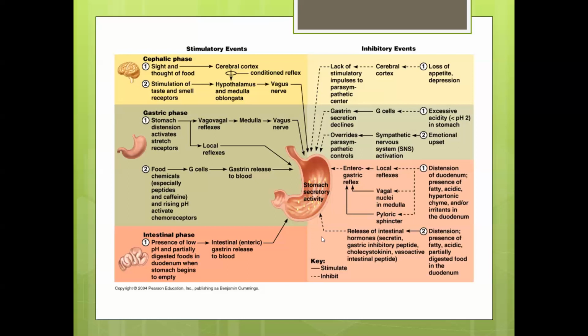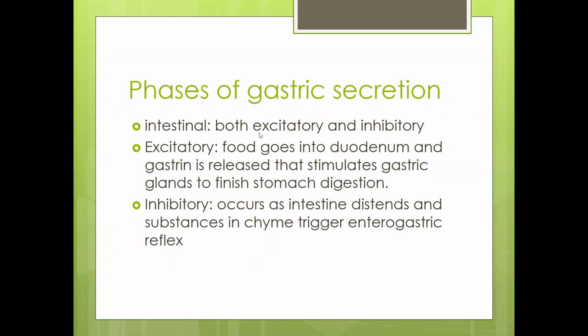But then we're also going to release a whole slew of hormones here, intestinal hormones, which we'll look at in a minute. So the intestinal phase is both excitatory and inhibitory. During the excitatory phase, food goes into the duodenum, gastrin is released. That stimulates the gastric glands to finish up their gastric secretion. So let's go ahead and get done with this.